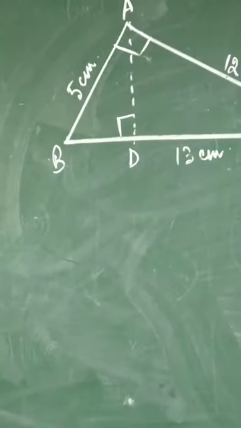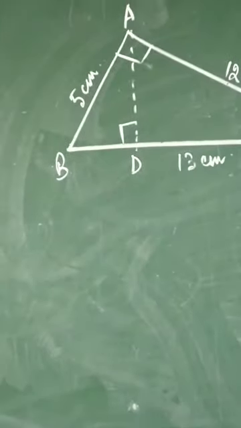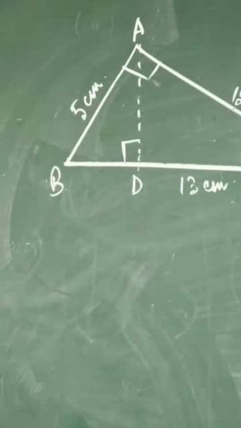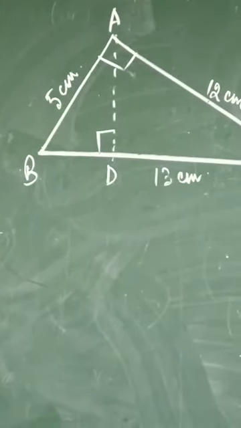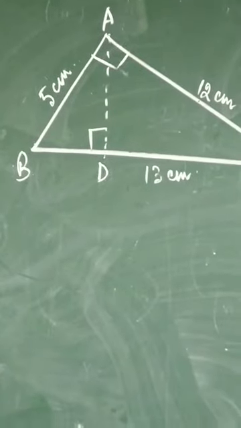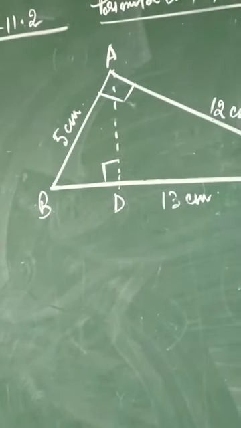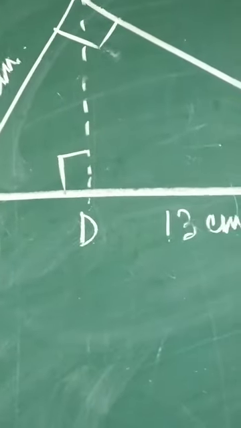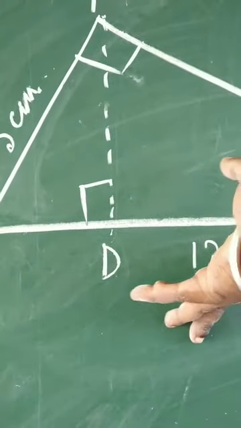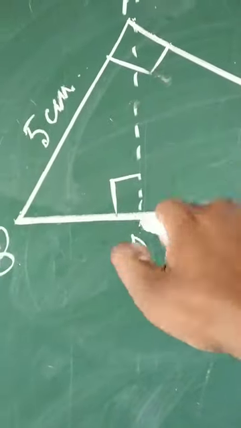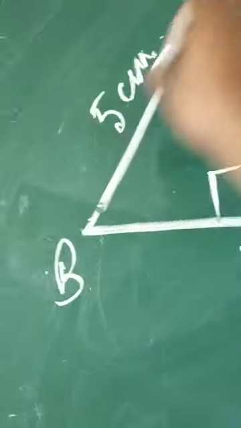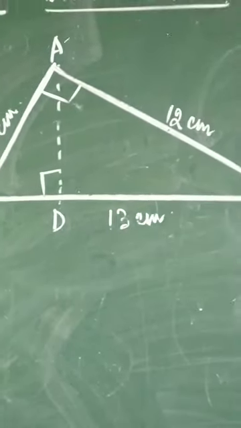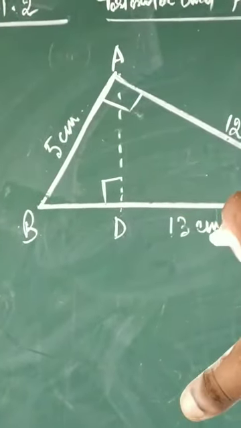Now we have to use a trick. We'll find the area of this triangle using the formula half into base into height, but in that case we will flip or rotate this figure. If I rotate this figure, AB will be considered as base and AC will be considered as height. Children, I cannot rotate the board. It's not possible for me.